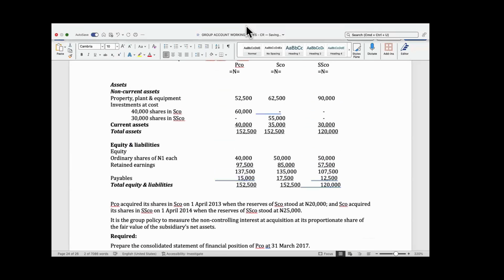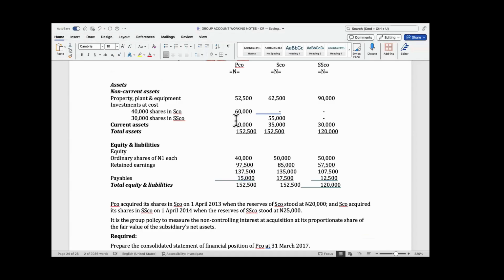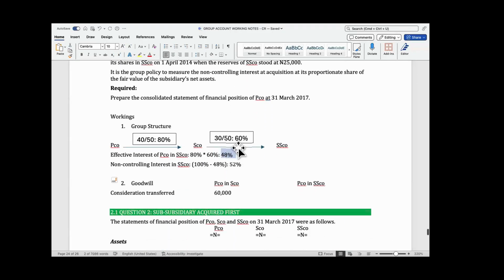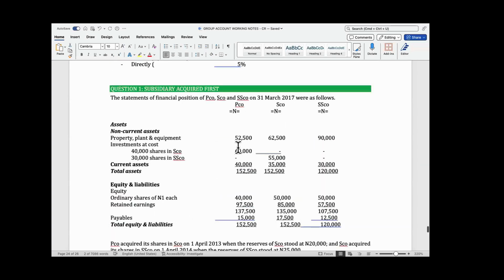Let me allow you guys to contribute to that. Let's think about that together. Let's see if we can figure that out together. How much will the parent have paid to get the 48% holding in SSCO? I think it's 26,400. How did you get that? 48% of 55,000 naira. That's impressive, Tony. That's a good attempt.